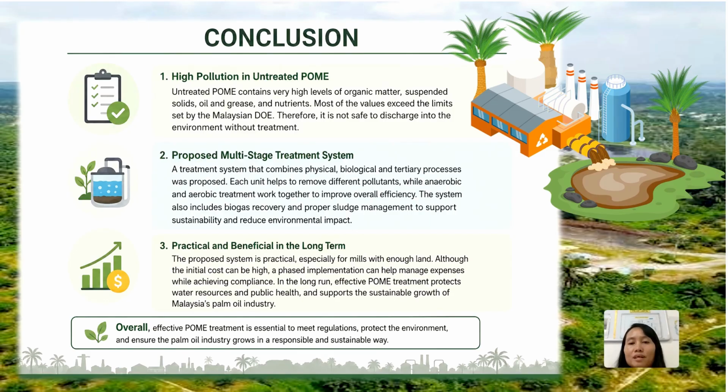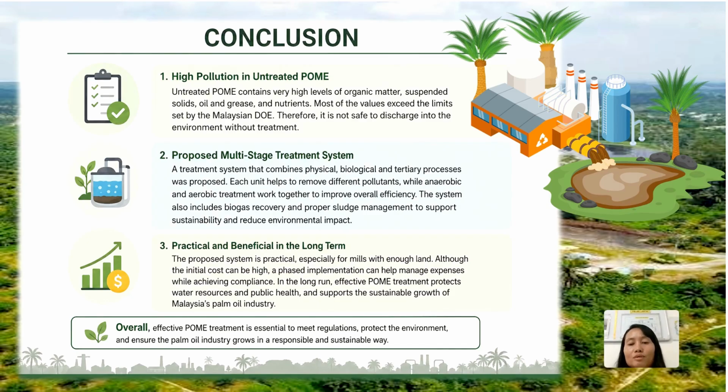To solve the problems, a multi-stage treatment system was proposed. It uses combinations of physical, biological, and tertiary treatment processes. Each unit has its own function to remove different types of pollutants. The use of both anaerobic and aerobic treatment helps to improve the overall performance of the system. In addition, the design supports sustainability by recovering biogas and managing sludge properly. This helps to reduce environmental impacts and also makes good use of resources.